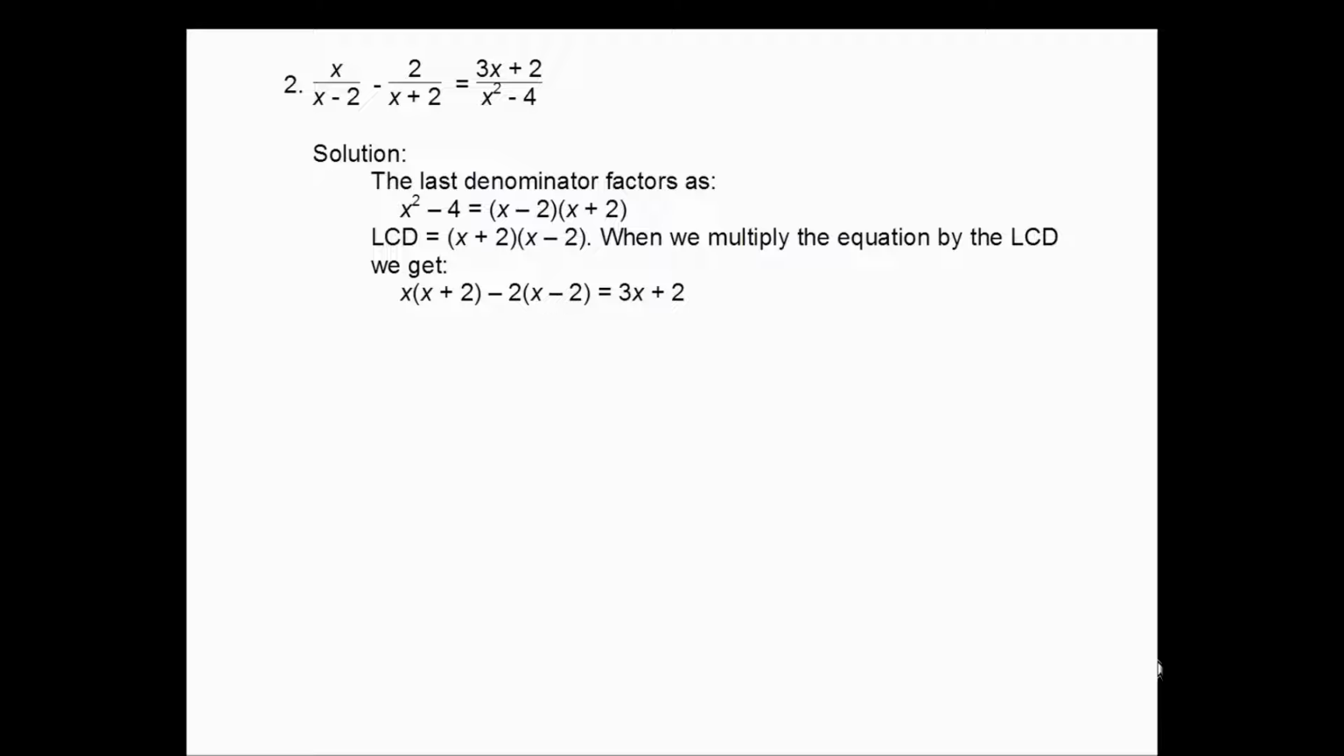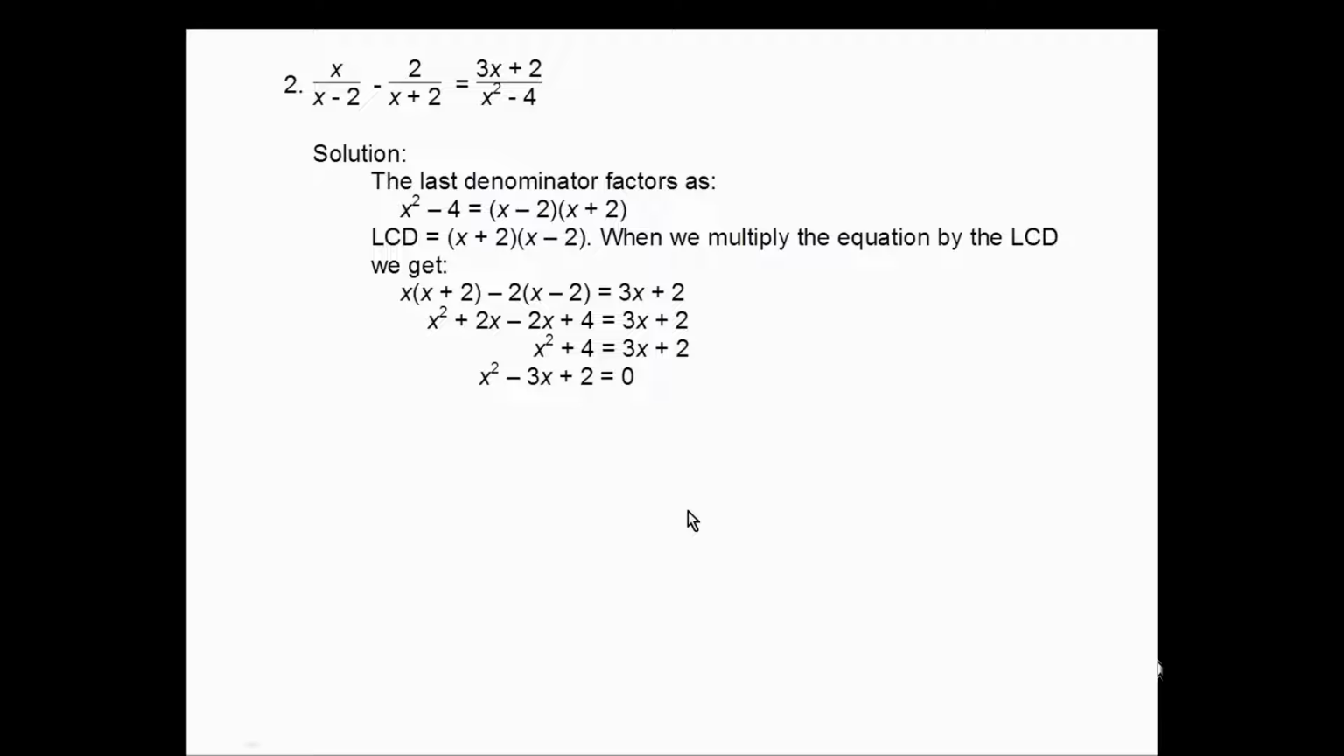We'll have x squared plus 2x minus 2x minus 4 is equal to 3x plus 2. Okay, on the left, the 2x minus 2x adds up to be 0. So I'll have x squared minus 4 is equal to 3x plus 2. Okay, again, I've got an x squared. Let's move everything to the left. So I'll have x squared minus 3x minus 6 is equal to 0.